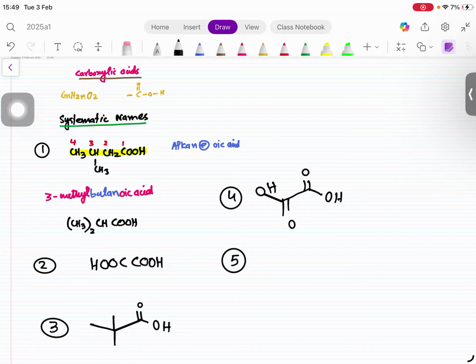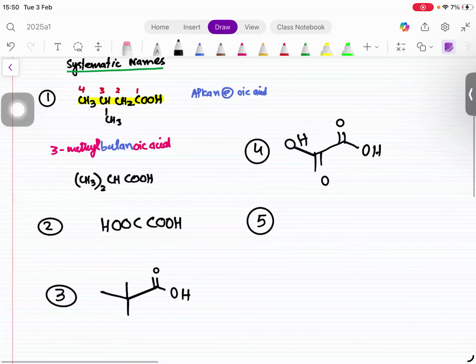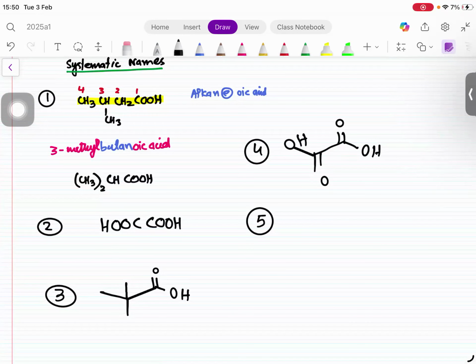Yeah, 3 is 2 carbon. You can have it like this structure. Try it, I will tell you. Or it's just dimethyl. If there are 2 carbons, it can't be methane. So you have to add di before oic.